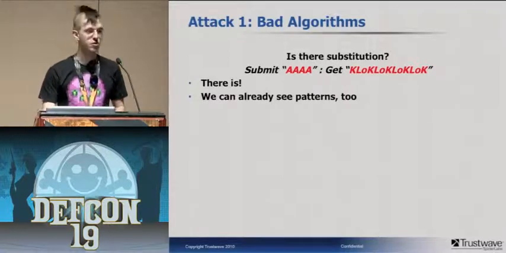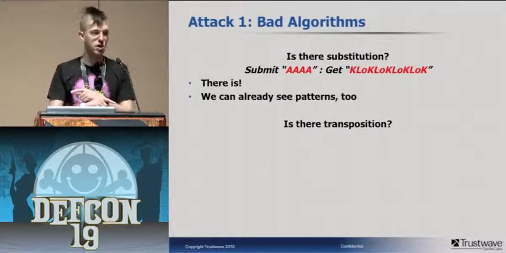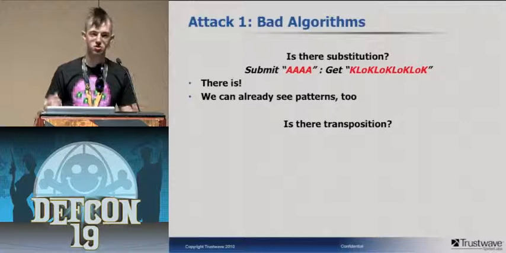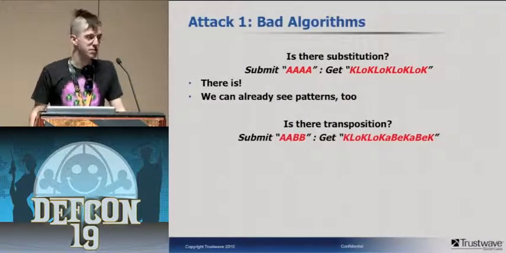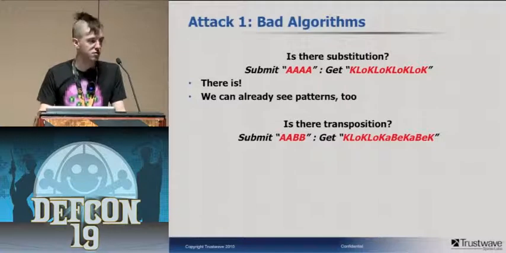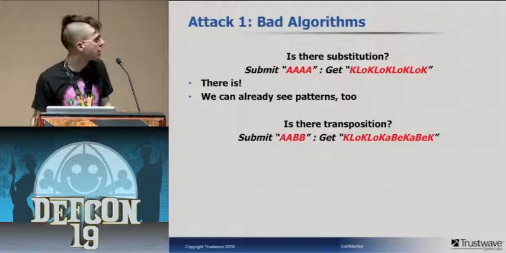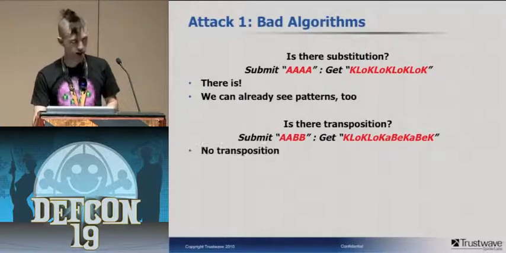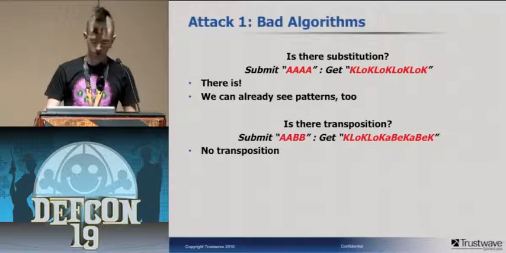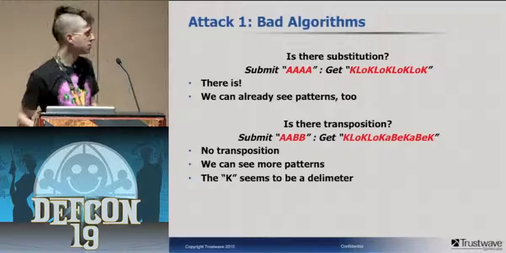So the next thing we're looking for is if there's transposition, if characters are being switched around before or after the substitution occurs. So we'll submit AABB, and we see something similar to what we saw last time, and you can already start to see patterns in this very, very quickly. So there doesn't seem to be any transposition, and we can see more patterns. The K also seems to be a delimiter.